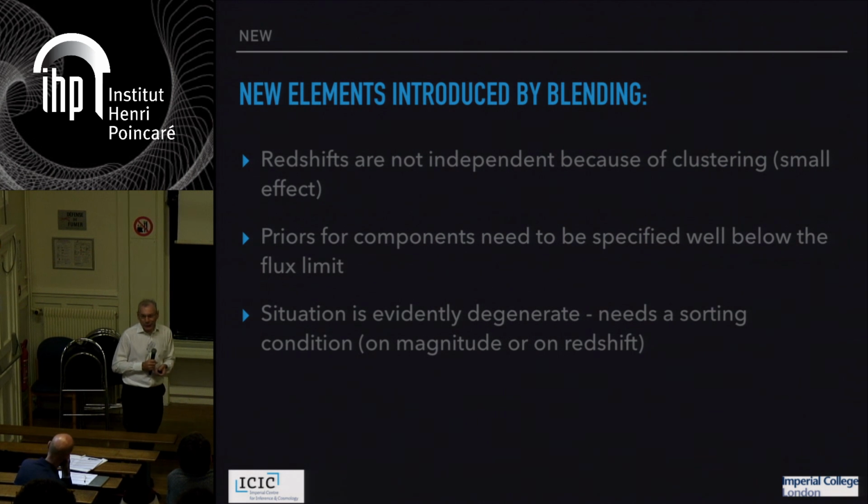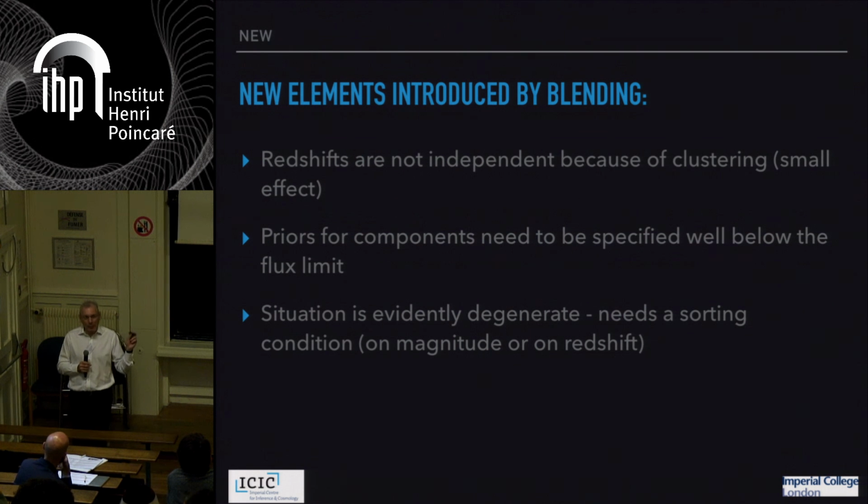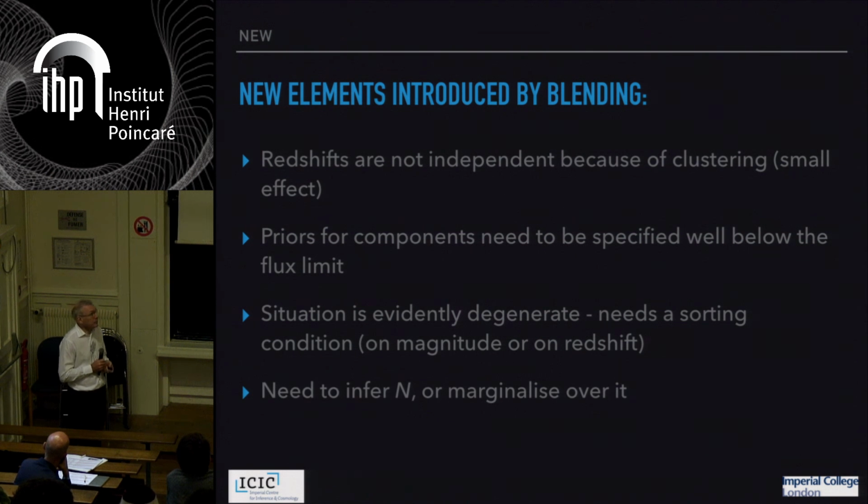The next complication is that the situation is evidently degenerate. You can swap the components round. So we have to apply some sorting condition to interpret the results, which you can do either on magnitude or on redshift. The other complication is that we don't a priori know how many components there are, but one can either use the statistics to do a model selection and decide how many components there are, or else you can marginalize over it and include all possibilities.